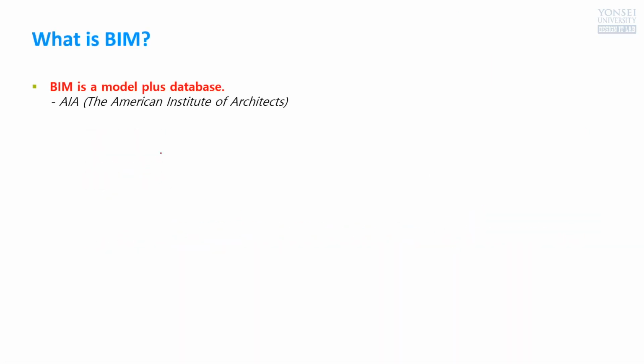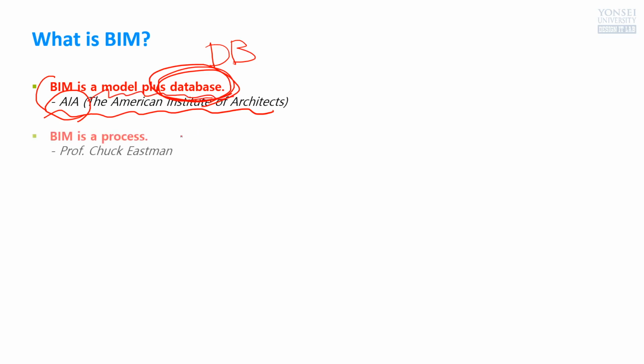This is my favorite brief definition by AIA, American Institute of Architects. What is BIM? BIM is a model plus database. Usually we say DB, right? Database. This is very, very simple definition, yet really powerful definition, okay? Model plus database. Don't forget.